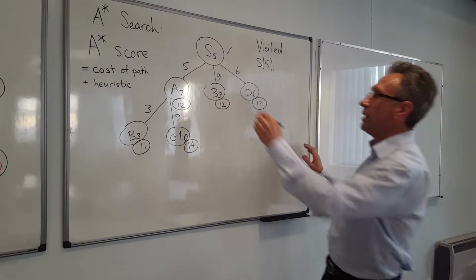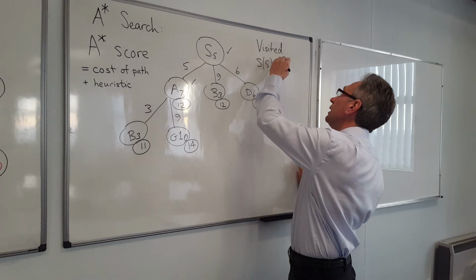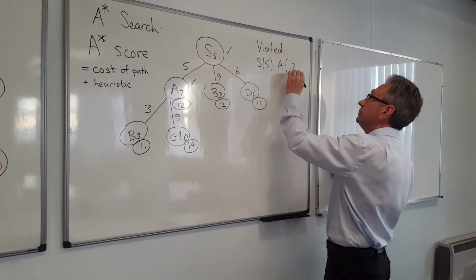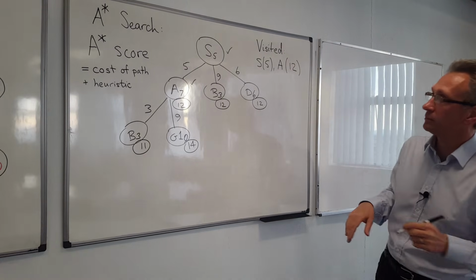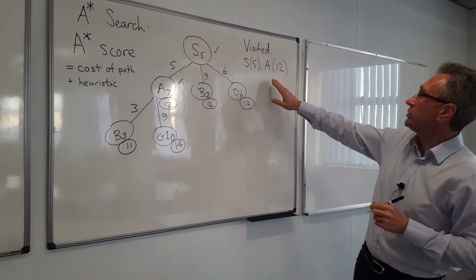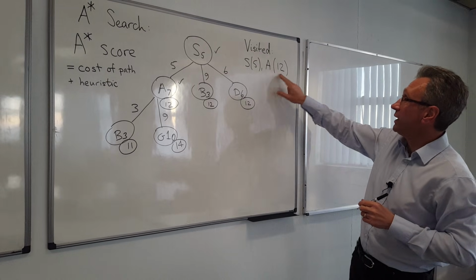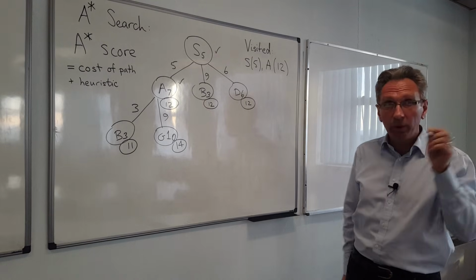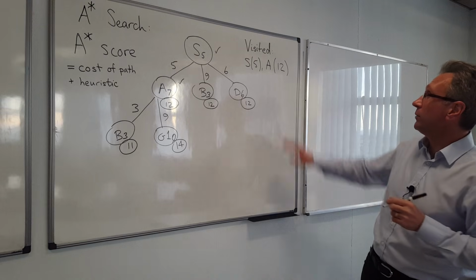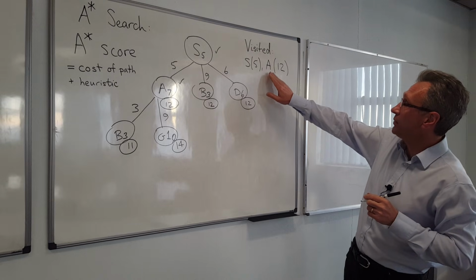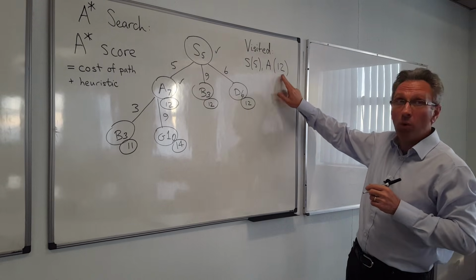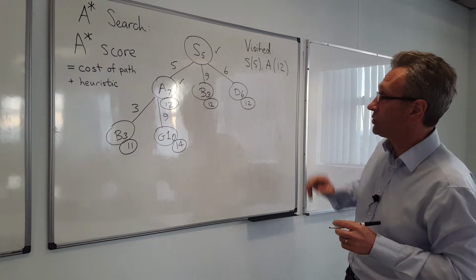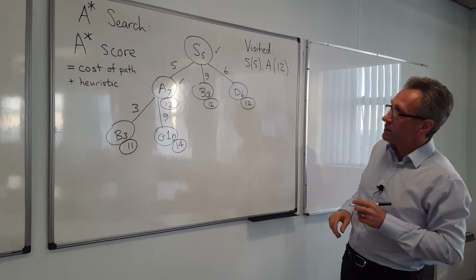And we now mark A as visited and add it to the visited list with an A* score of 12. If later on in the search we find a path to A that has an A* score of less than 12, then we will look at that. However, if we find later on in the algorithm a path to A with an A* score of more than 12, then we can completely ignore it and prune that part of the search. Okay, so we now continue.